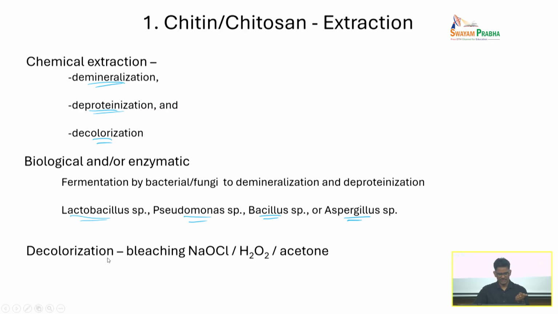And then for decolorization, like for example, if you remember in the case of cellulose, to do decolorization we do bleaching, and bleaching typically involves sodium hypochlorite or hydrogen peroxide and acetone combinations.